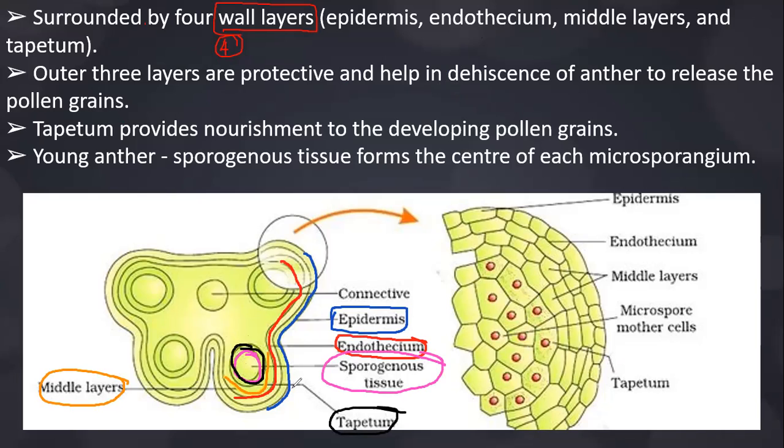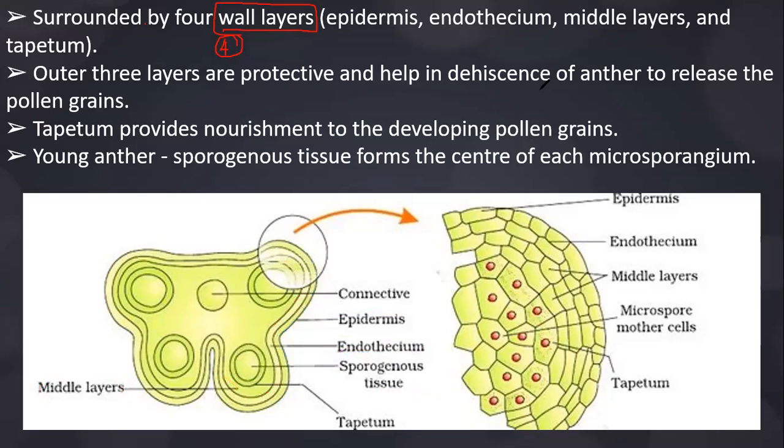What is the function of tapetum? Tapetum provides nourishment to the developing pollen grains. So let's have a look in detail at all these structures. Look, the outermost layer is the epidermis. Inner to the epidermis, you have the endothecium. Then you have the middle layers.